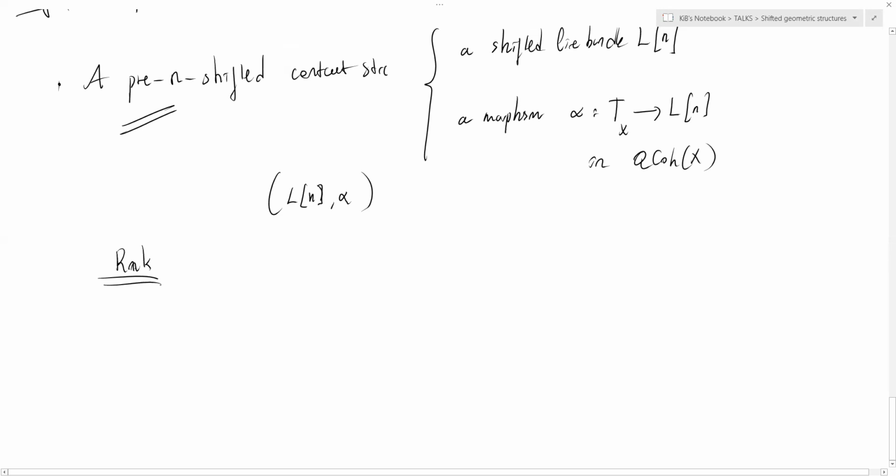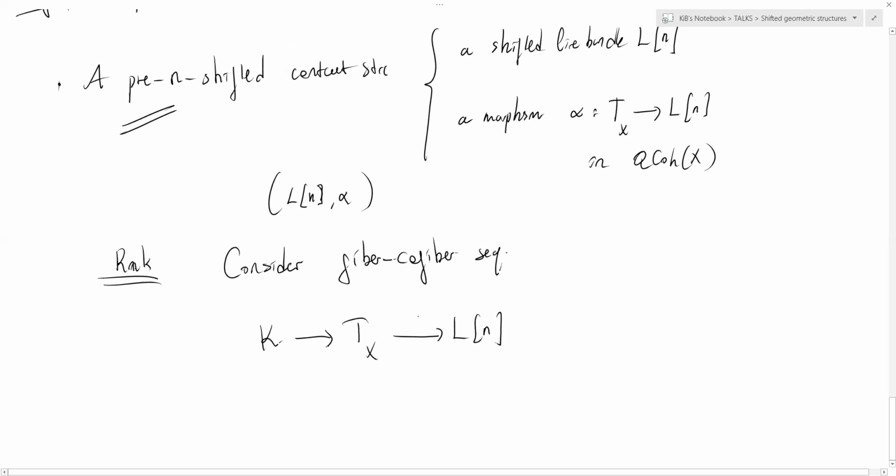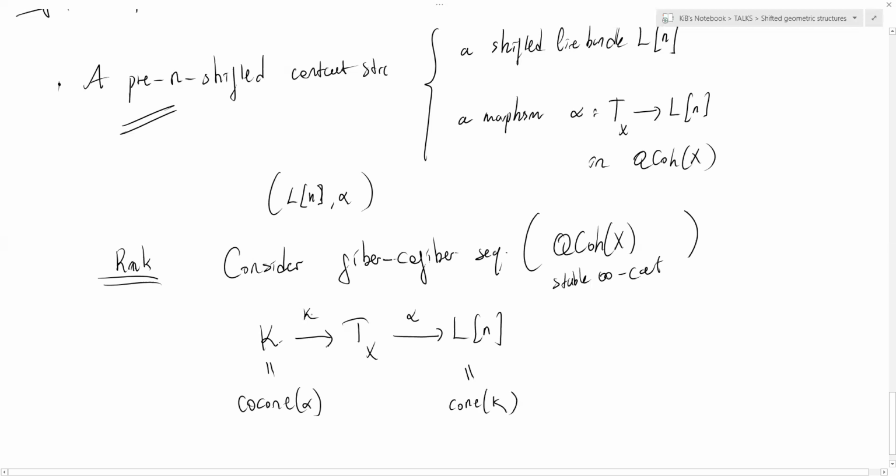For the remark, you can consider the following cofiber sequence. Actually, we have K, T_X, and L_n, and this is our alpha. So the left-hand side is the cocone of alpha. So it's like a kernel, but the homotopical version. And since QCoh is a stable infinity category, every exact sequence is co-exact. So therefore, this guy is just the cone of this map. Okay, so therefore you have this kind of relation.